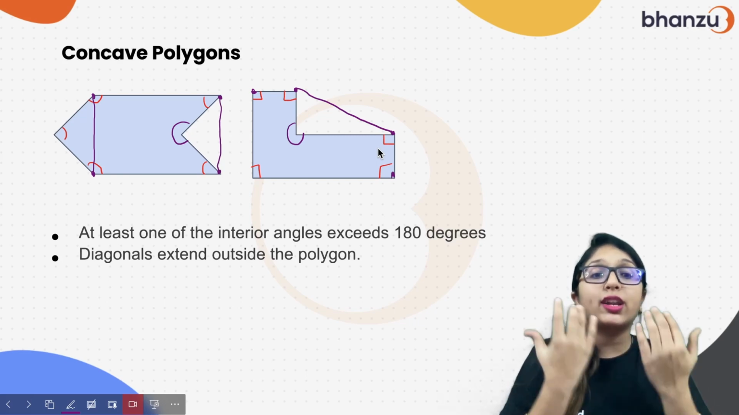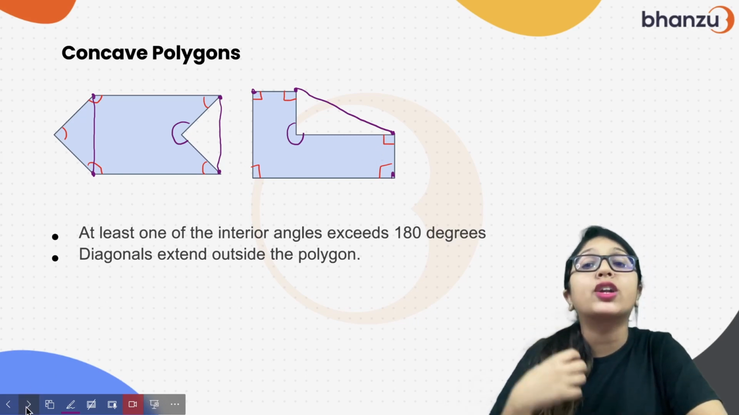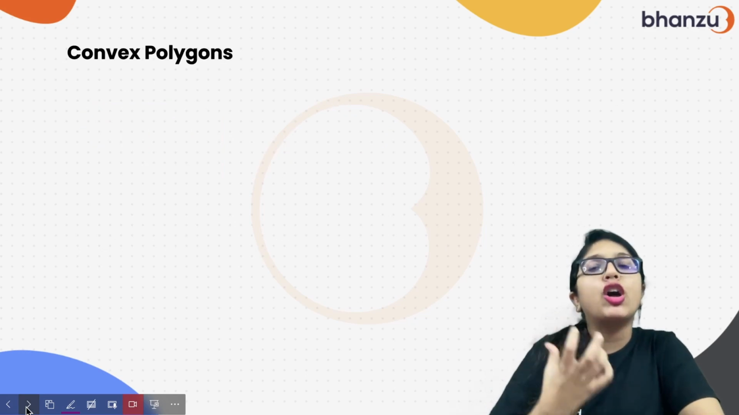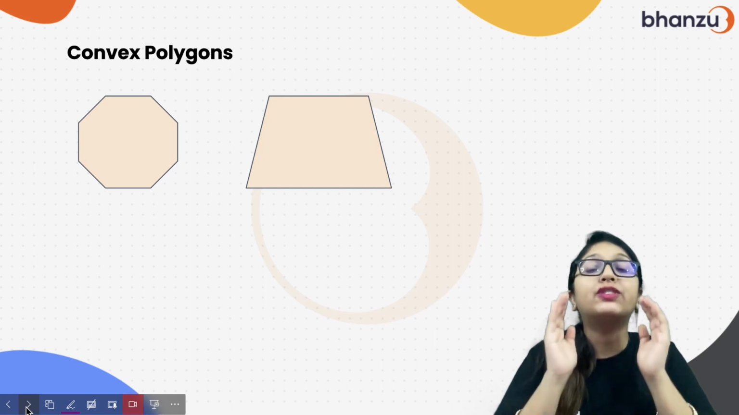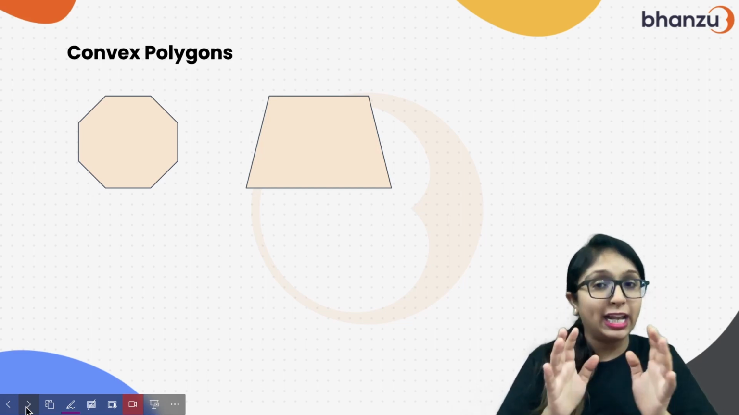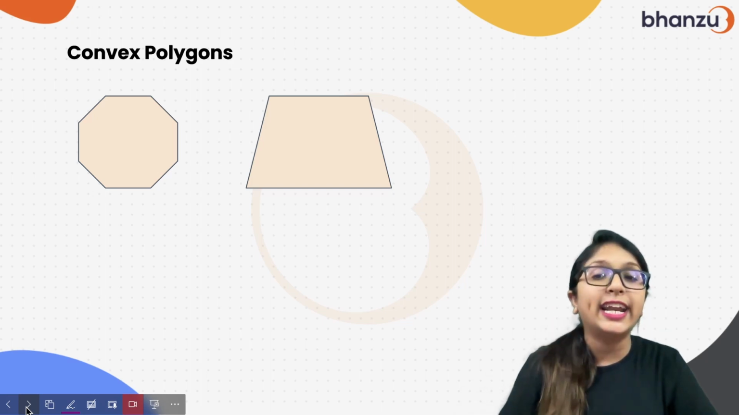Is that clear? What are concave polygons? Now we will quickly go ahead and see what convex polygons are. So convex polygons are actually the opposite of concave polygons. Observe these angles carefully and tell me, do you find any angle which is more than 180 degrees?